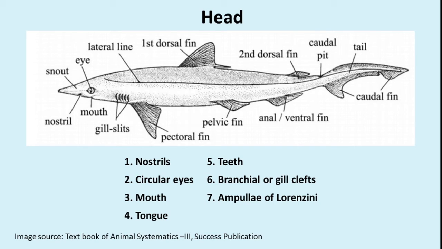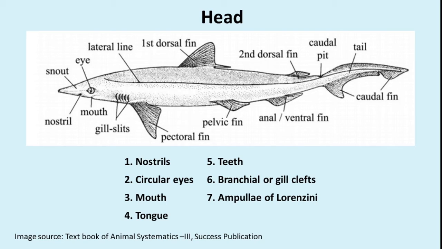Secondly, the teeth are also polyphyodont. The older teeth get replaced by new ones throughout life. We are diphyodonts, right? Twice we get the teeth. But in the case of Scoliodon, once teeth are lost, they keep on coming throughout life. It's not once, it's not twice, it's not thrice, it is many times, multiple times.